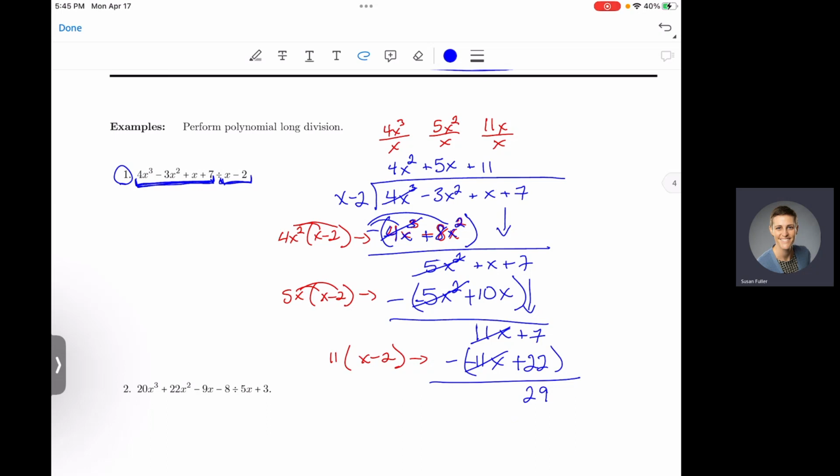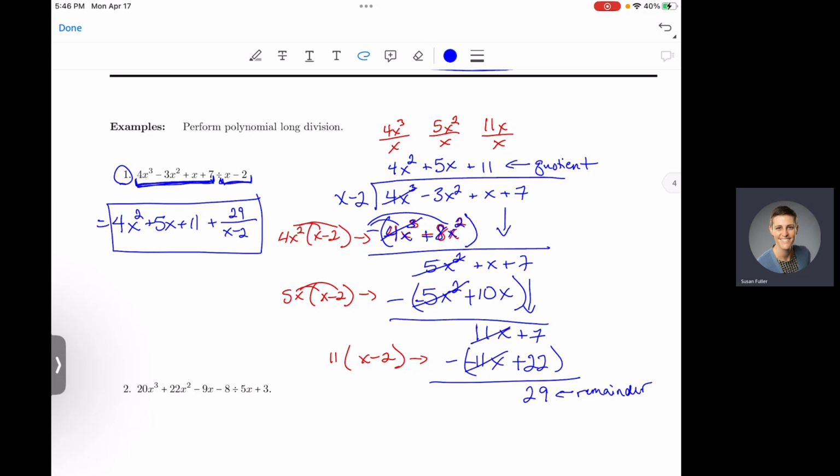29 cannot be divided by x, so I know I am done. This up here is my quotient. This down here is my remainder. And typically we would write our solution that this whole division is equal to my quotient, which is 4x squared plus 5x plus 11, plus your remainder of 29 over your divisor, which is x minus 2. That's typically how we would write our answer.